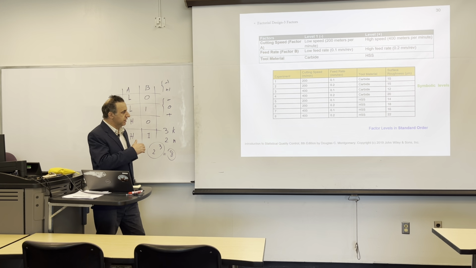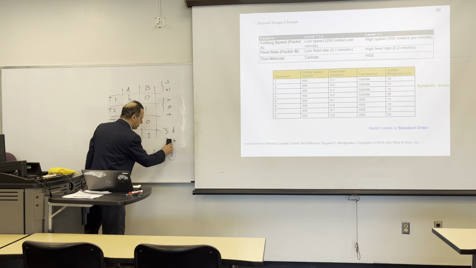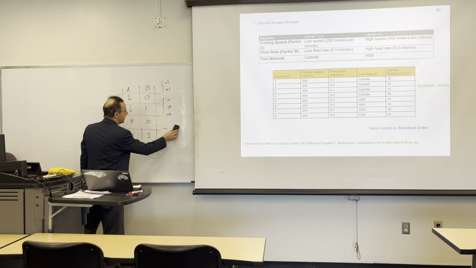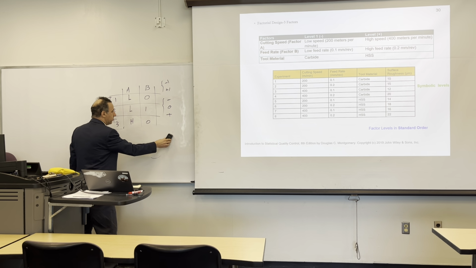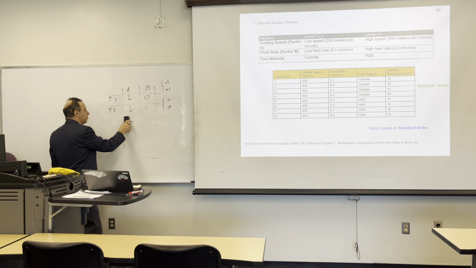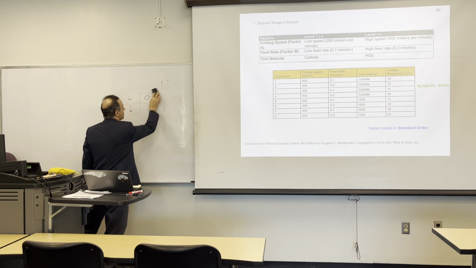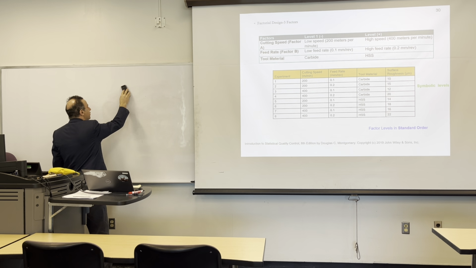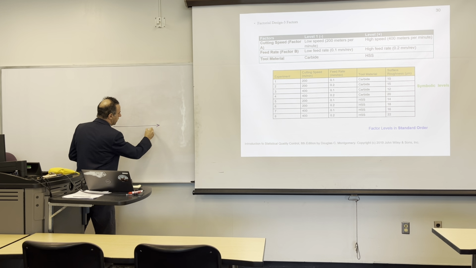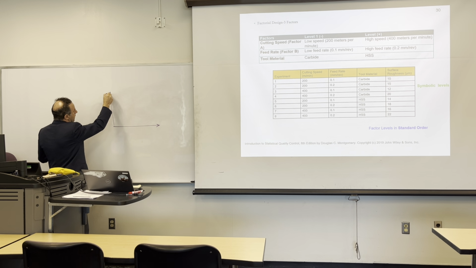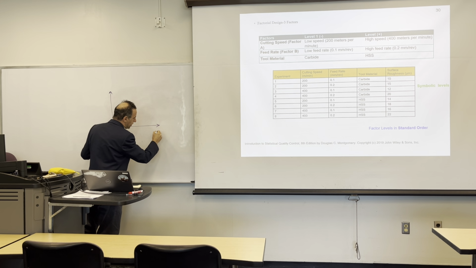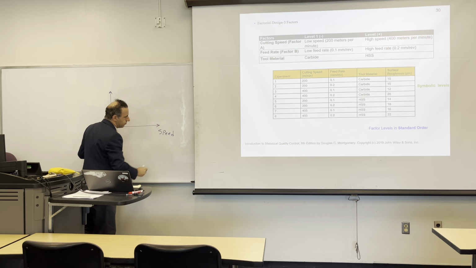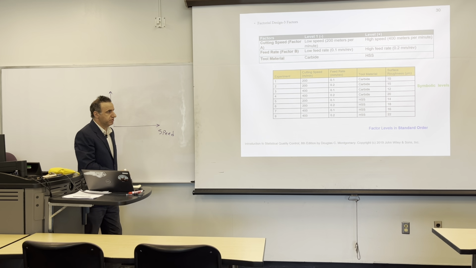So once we perform the experiment, then we find, let's say, a response from the experiment, and we can plot the geometric representation of that response. The geometric representation is going to be something like this. You can plot two axes, and this one, let's say, is the speed. What was the other factor? Feed rate.